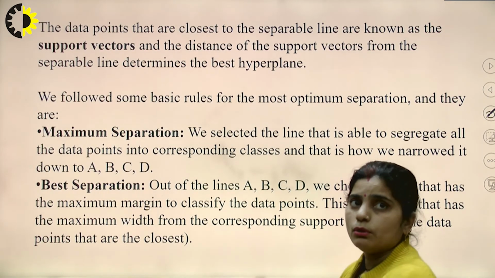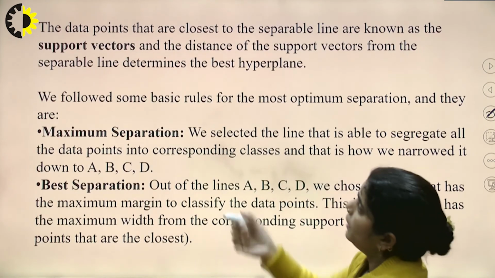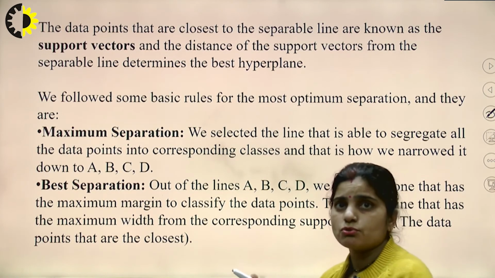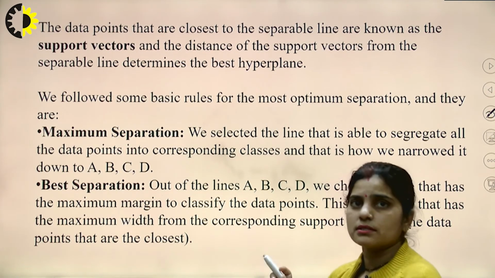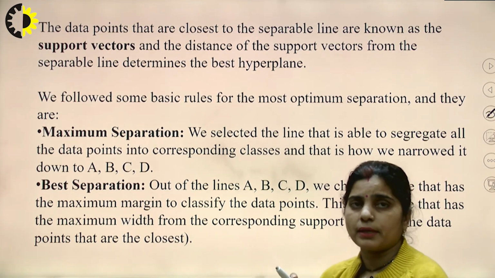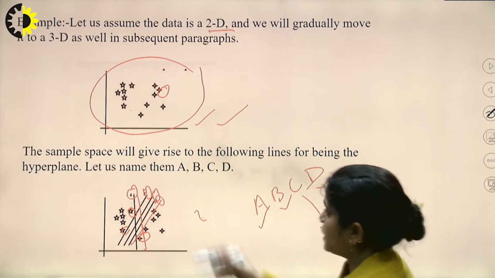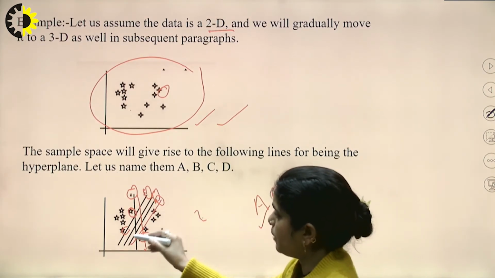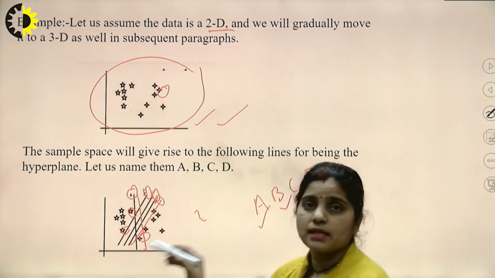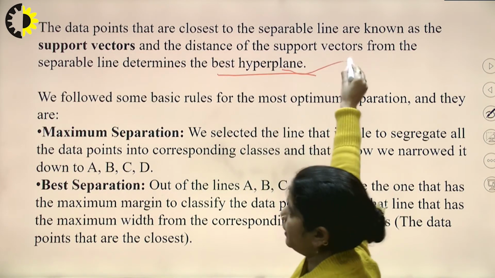In the previous example, the data points which lie closest to the separating line are known as the support vectors, and the distance of the support vectors from that separating line determines the best hyperplane. Here we can see that the distance of data points from hyperplane C is the maximum. That's why C is considered the best hyperplane.